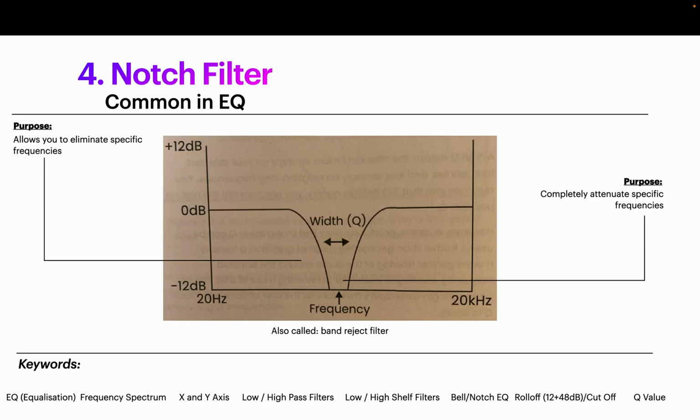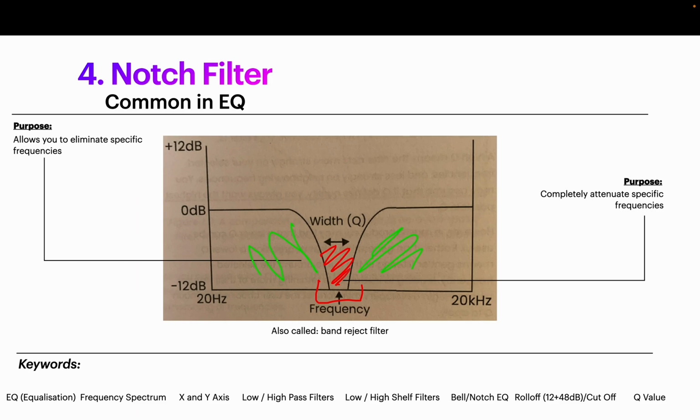Finally, what we have is a notch filter. Now, a notch filter will completely take out all sounds. So as you can see from this, what this is going to do is take out all these sounds here. Nothing will pass through within this here. So what you'll have is either side of this. This will pass through and this will pass through, but the middle part won't. And again, just go over that Q value, or that width value again.